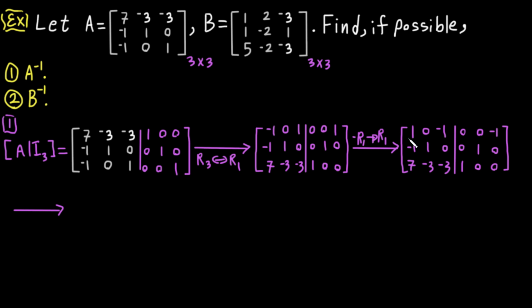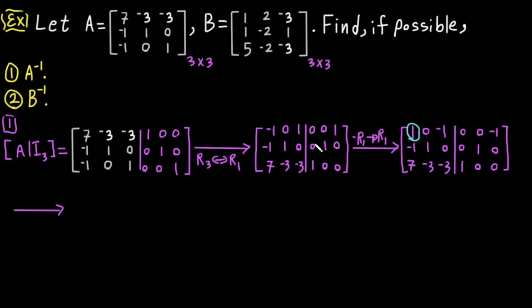So now here we have a leading 1. Here we have to make the rest of this column 0. To make this one 0, we have to add this row to this row, so -1 plus 1 will be 0. And to make this one 0, we have to subtract this row multiplied by 7, so 7 minus 7 will be 0.